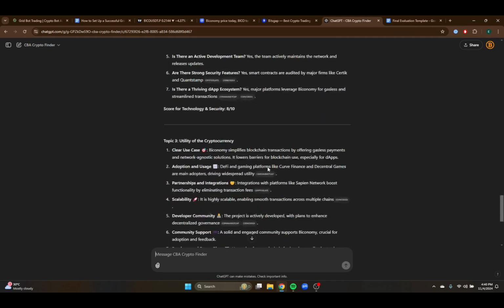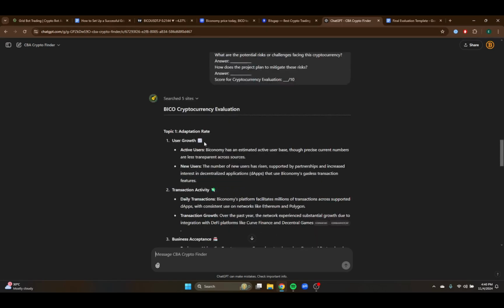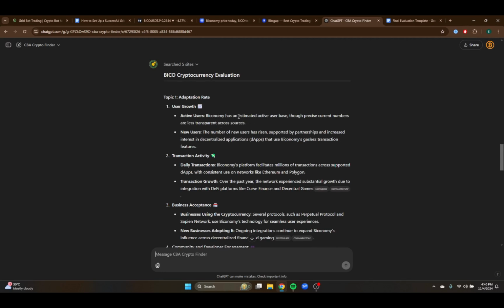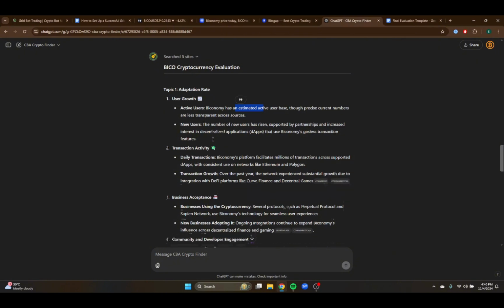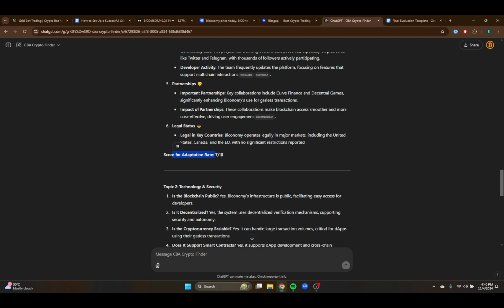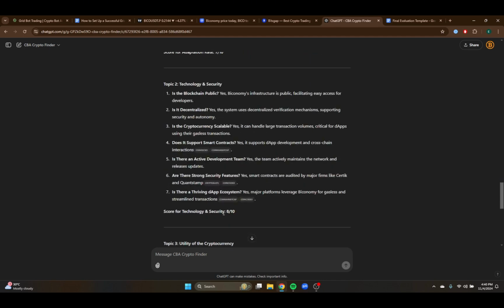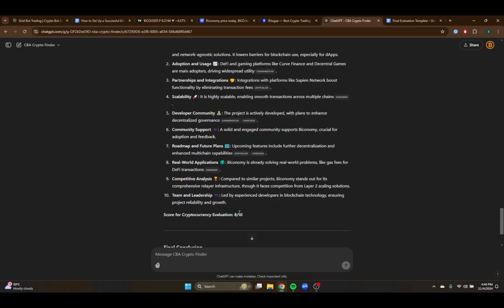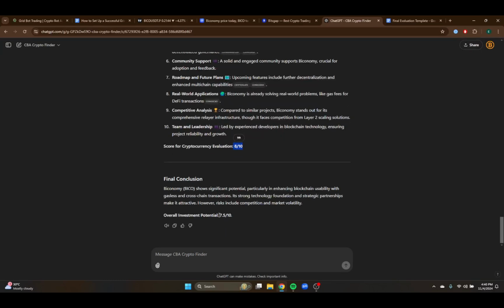So we got all of the information. Now I'm just going to study it. We can see here user growth. The economy has an estimated active user base. That's good. I'm just going to go over all of this information. We can see the score: adoption rate is about 7 out of 10, technology and security is an 8 out of 10, and the utility of the cryptocurrency is an 8 out of 10. So the final conclusion is about a 7.5. It shows significant potential enhancing blockchain usability with gasless and cross-chain transactions. Its strong technology foundation and strategic partnerships make it attractive.